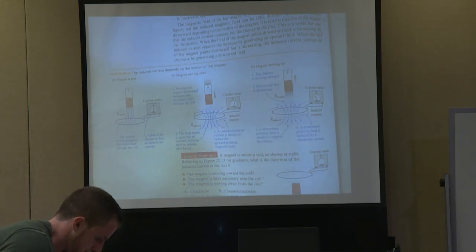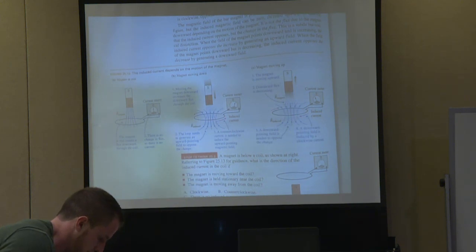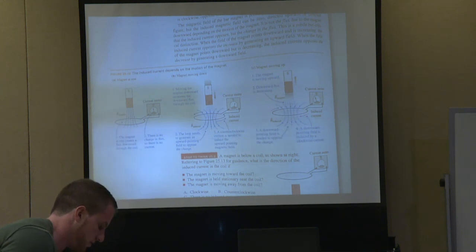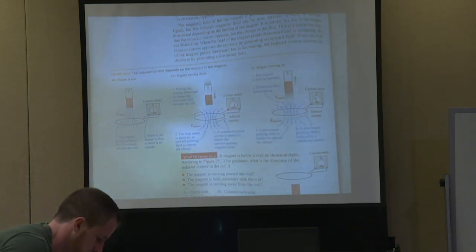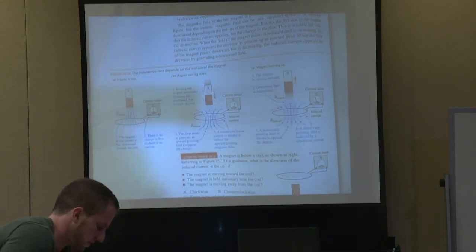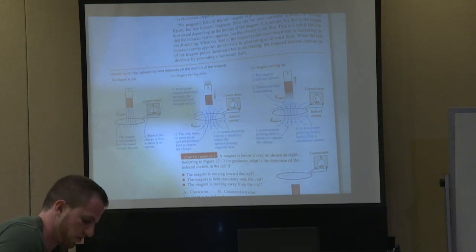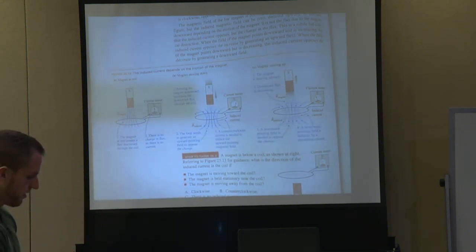So the question asks, a magnet is below a coil as shown at right, referring to figure 25.13, the one right above it. For guidance, what is the direction of the induced current in the coil? If the magnet is moving toward the coil, the magnet is held stationary near the coil, the magnet is moving away from the coil. So where do you think it's going to go if the magnet moves towards the coil? So it's going to be going up.